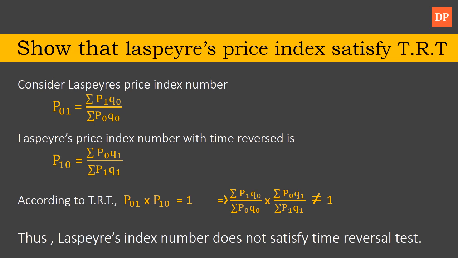Another important noticeable factor here is that the actual Laspeyres price index number P01 is summation P1Q0 divided by summation P0Q0 multiplied by 100. I hope you know this. But here we are not considering the percentage factor, because we are considering only the constant proportionality factor. We are going with only the constant ratios, not percentages. That's why in both the formulas, P01 and P10, we have not multiplied by 100. We have considered just the mere ratios.